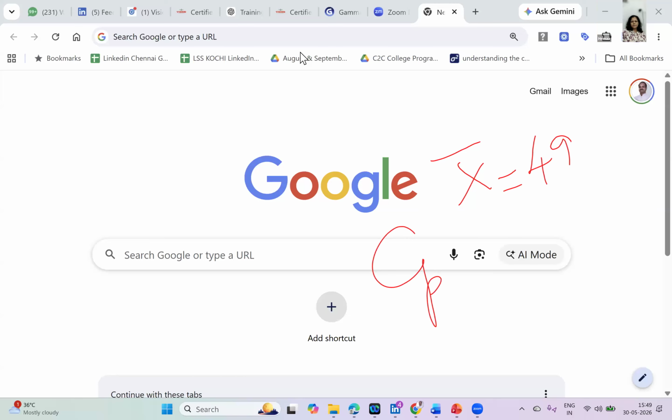Since there is a shift, I am writing that CP is not equal to CPK. Whenever CP is not equal to CPK, I have to calculate both of them.